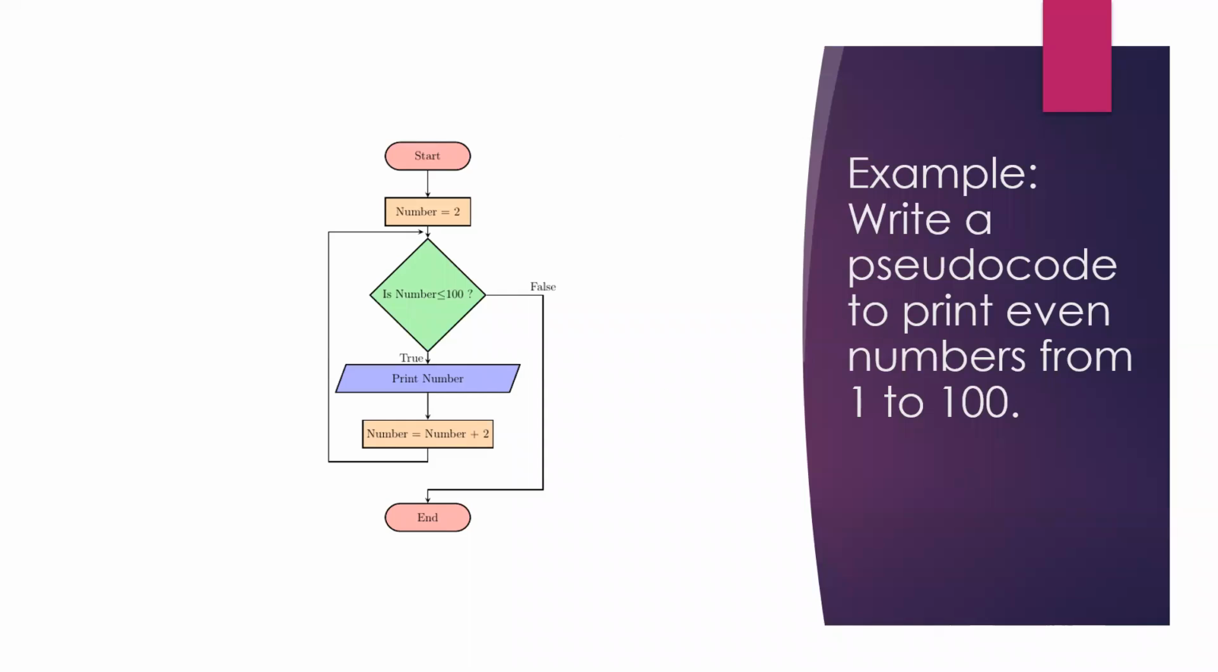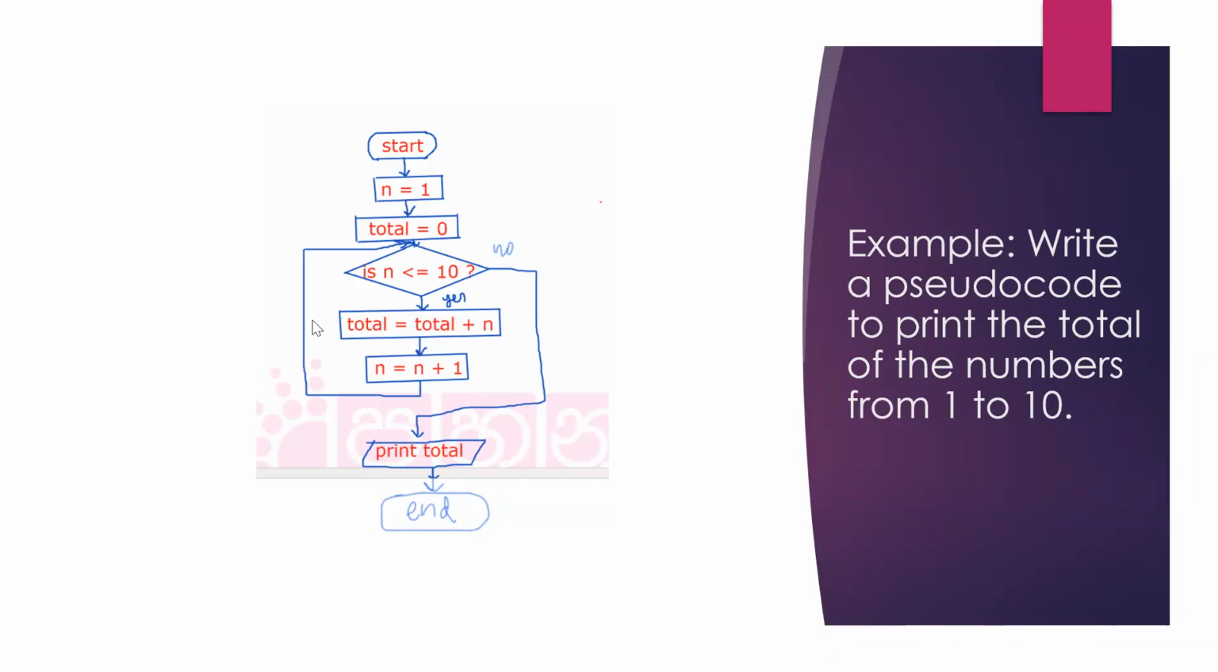Yes, I want everyone to try this. So let's try to convert this into a pseudocode. So in this one, what we did actually, we calculate the total of the numbers from 1 to 10. How we did it within the loop, we were calculating the total, adding a number at a time to the total and keep incrementing this up to 10, right? And finally, we print the total number. Right, I want you to try this one as well. So let's try with this one.